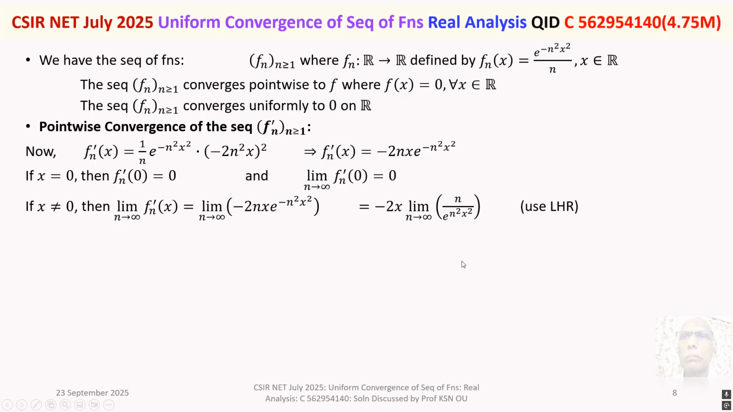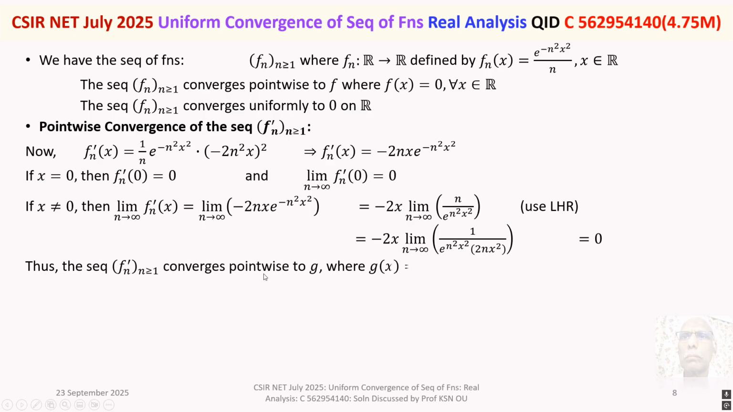For L'Hopital's rule, it is minus 2x times the limit as n tends to infinity of the derivative of n with respect to n, which is 1, divided by the derivative of e^(n²x²) with respect to n, that is e^(n²x²) times 2nx². As n tends to infinity, this will be 0. Thus, the sequence fn prime converges pointwise to g, where g(x) is 0 for all x belongs to R. So the sequence fn prime converges pointwise to 0 on R.